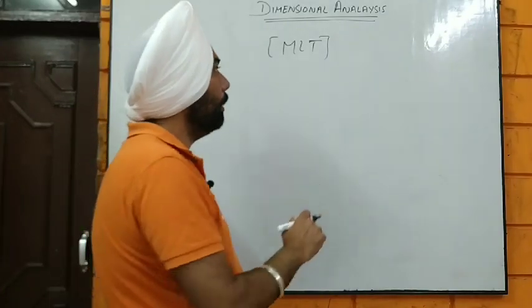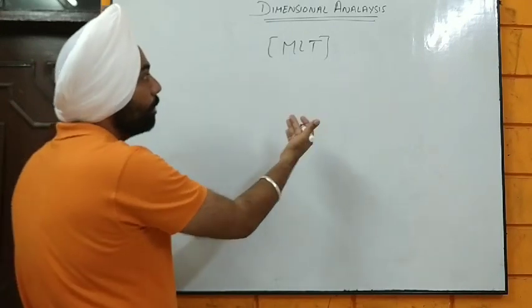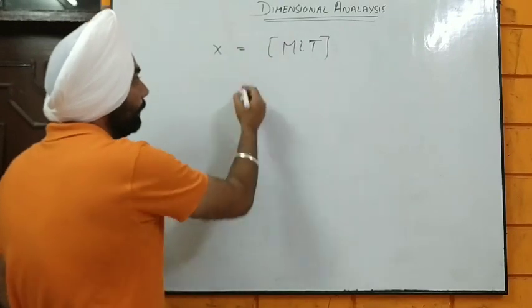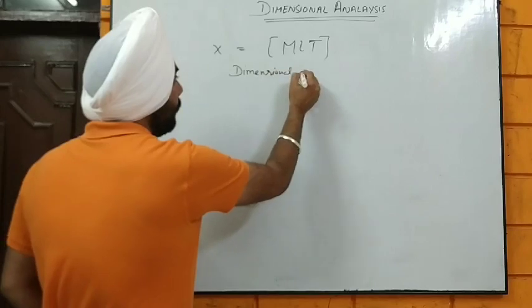Now the second part: how we can make a dimensional formula into a dimensional equation. If we have a physical quantity X equal to M L T with powers, then that is known as a dimensional equation.